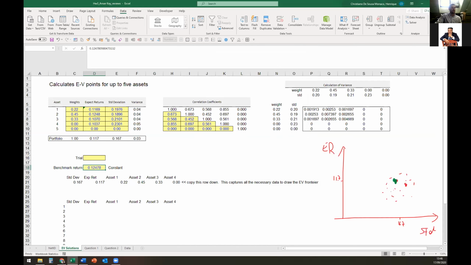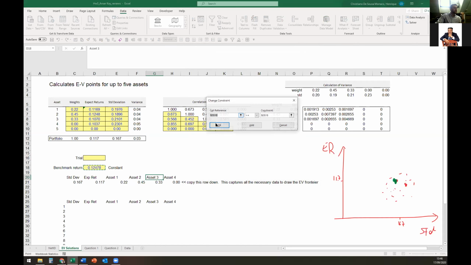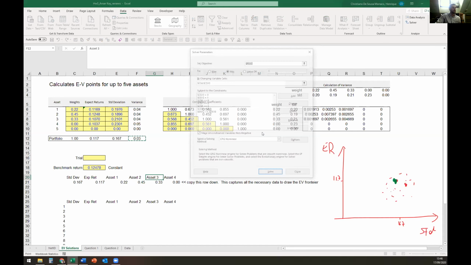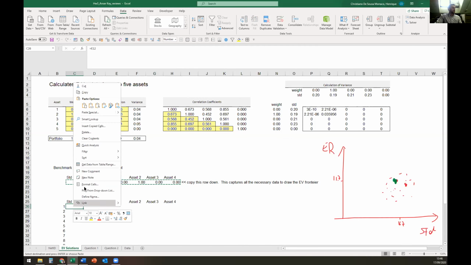When I solve that, let me see what I have. Oh, hang on. You have to add one, and it's not greater than, right? I want the expected return of the portfolio to be greater than the benchmark. That was my mistake. I'm gonna solve that. There you go. So this is your initial point here. I'm gonna just copy and paste down.